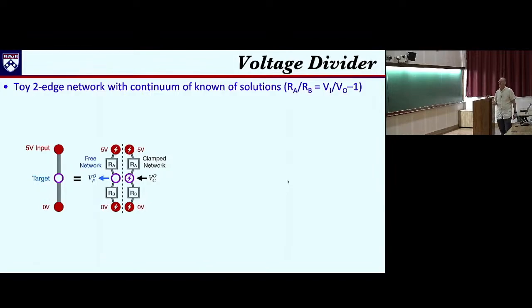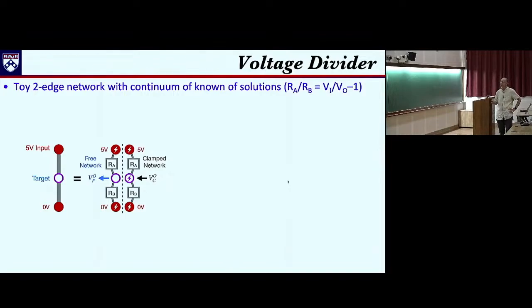One simple test case to look at, just to see that things are doing what they should be doing, is a so-called voltage divider. The idea is we're going to put 5 volts here and 0 volts here, and we want to get a desired voltage at the target in between by adjusting the resistances of these two resistors, A and B. Here in practice we've got one edge here and one edge here, and you can see the twins. They're running different boundary conditions because one is free and this one is clamped.